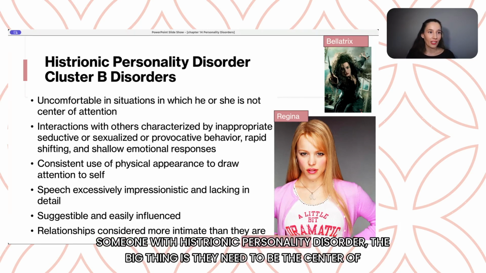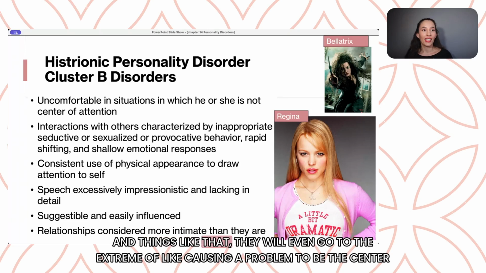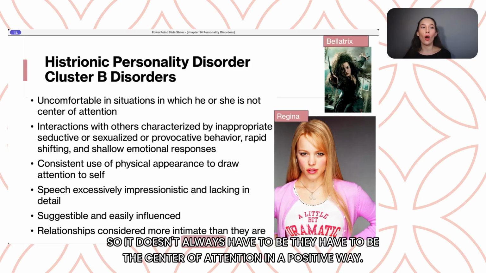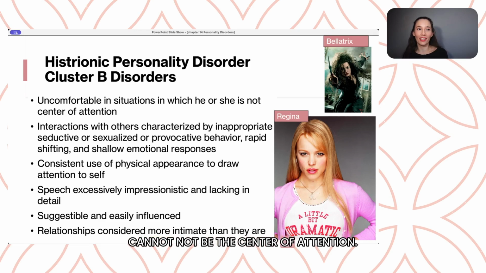Someone with histrionic personality disorder, the big thing is they need to be the center of attention. So if for whatever reason they are not the center of attention by using things like being seductive, they will even go to the extreme of causing a problem to be the center of attention. So it doesn't always have to be in a positive way. They will do something negative to be the center of attention because they cannot not be the center of attention. So this could be Bellatrix or Regina George.